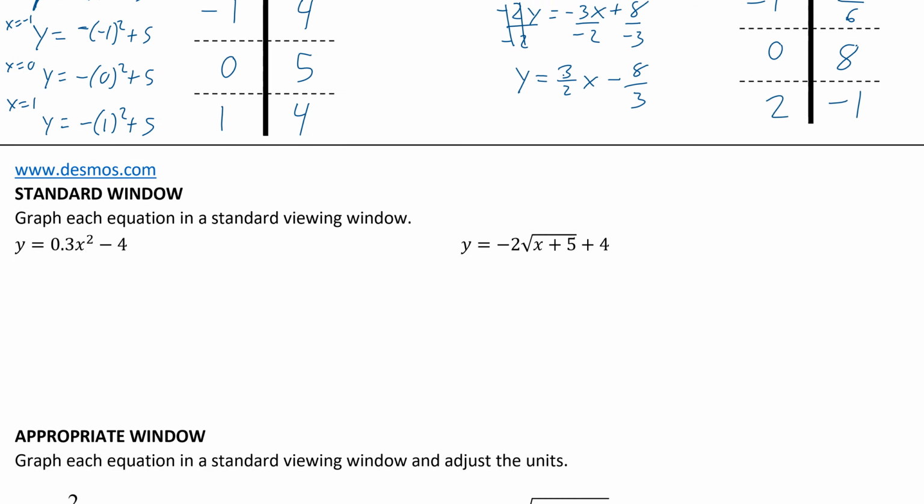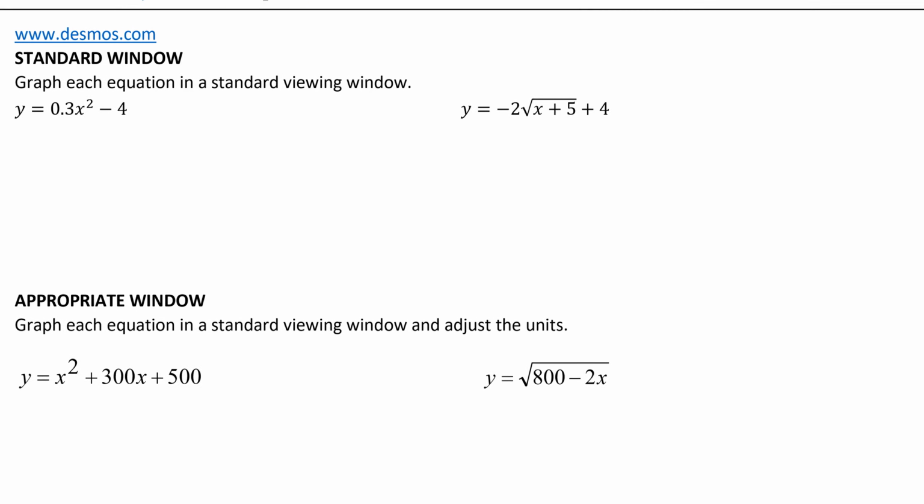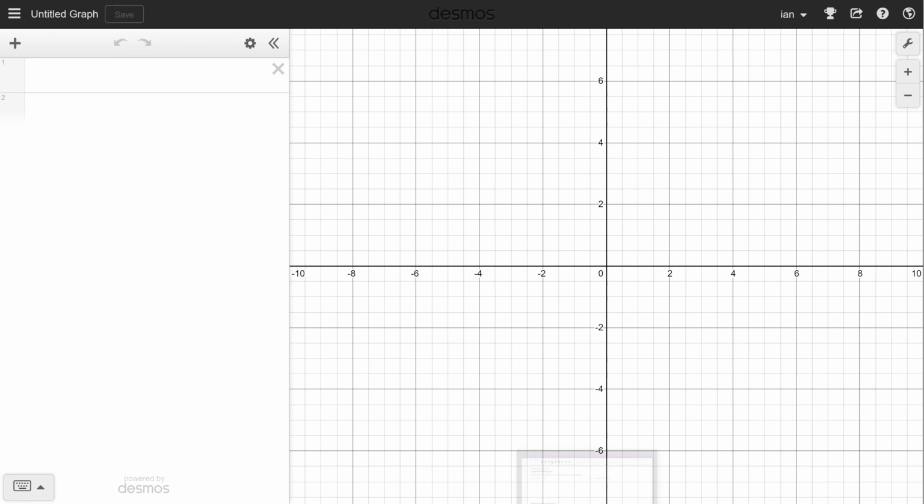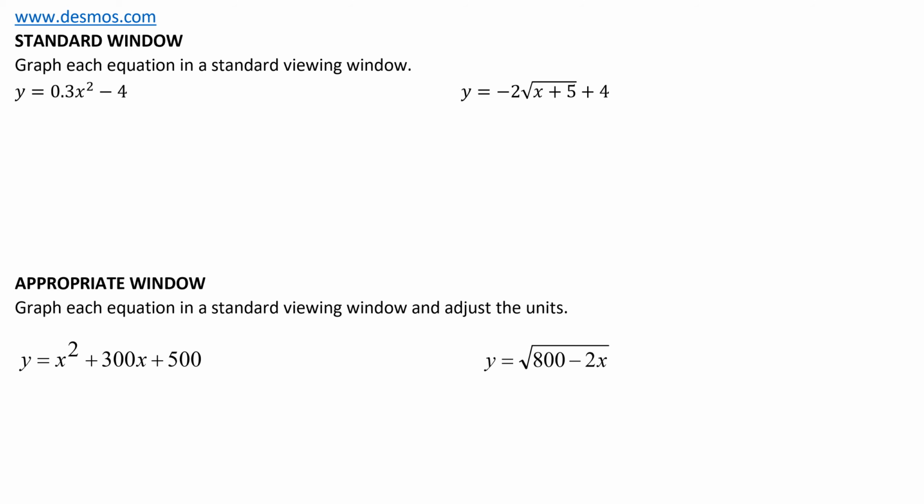So to make that easier right now, to know what it looks like, we're going to be using Desmos. So what we're going to do is graph these two into our calculator with Desmos. So if you click on the desmos.com or type in desmos.com, it will take you there. And this is Desmos. So if we go back to our equation, we're going to type in y equals 0.3x squared minus 4.